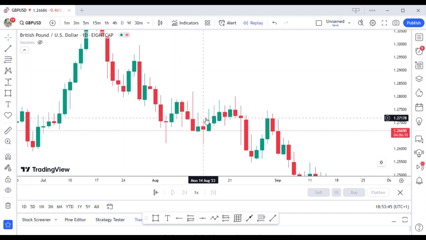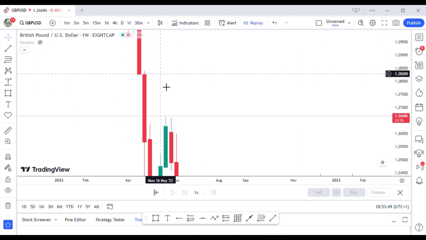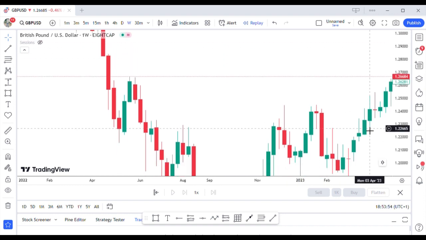This last candle, likewise the same, it all happens. So you can choose a weekly time frame, it all depends. You can choose a daily time frame if you want to analyze, depending on the type of trader you are, you understand? So that's just it.